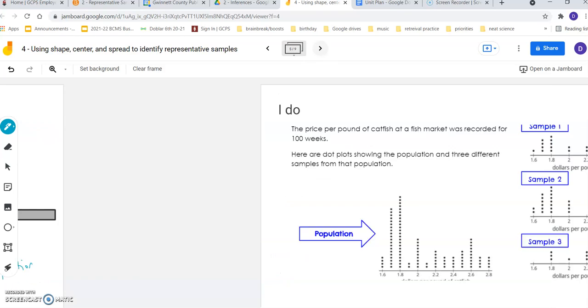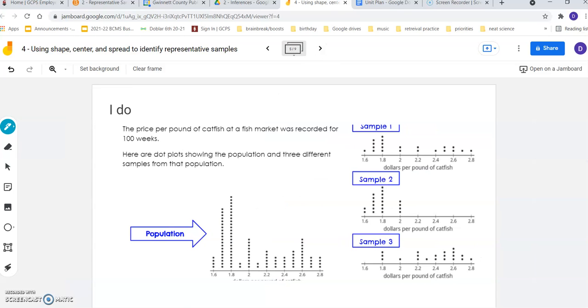So I want to like analyze some samples today. So let's look at this one here. So the price of a pound of catfish at a market was recorded for 100 weeks. That's a long time. That's our population, all the weeks. And so here's how it looked. So all 100 weeks are on that chart. Here is the price per pound of catfish. So it looks like it was as low as $1.60 per pound, as high as $2.80 per pound, and a lot in between.